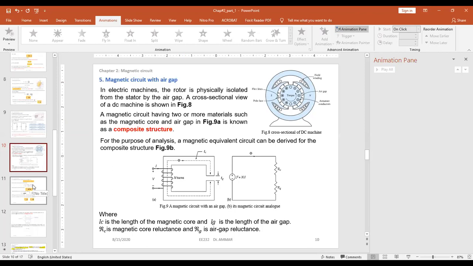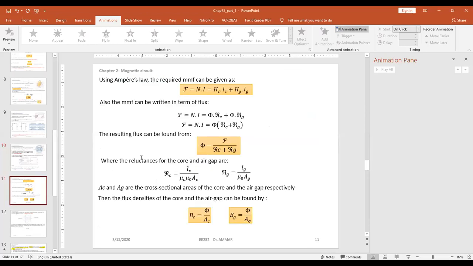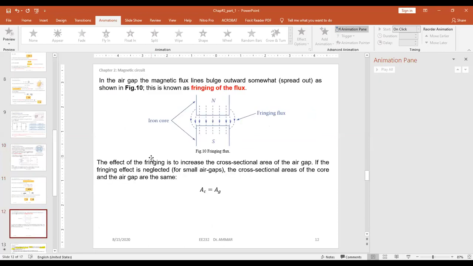Also, we have shown an equivalent circuit of a magnetic circuit with the air gap, and we said that the air gap can be considered as a second material. So this magnetic circuit or this core will have different reluctances for each material, the core and the air. And we showed those expressions of reluctances related to the core and the air. And at the end, we talked about the side effect of the air gap, which is called the fringe of the flux.